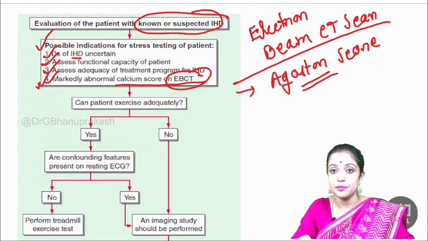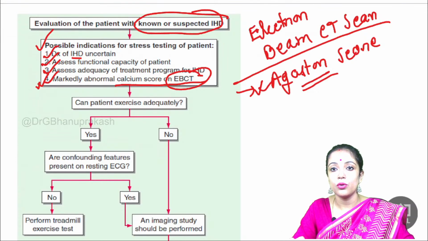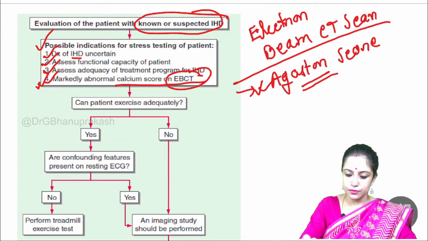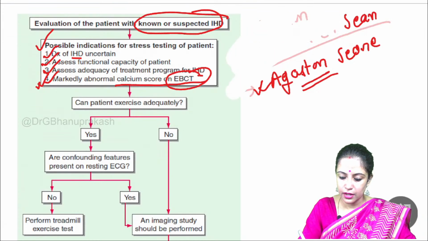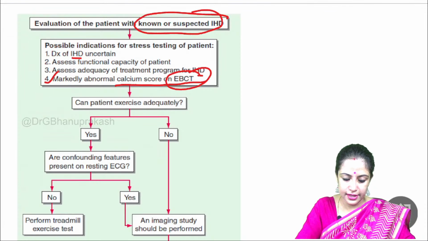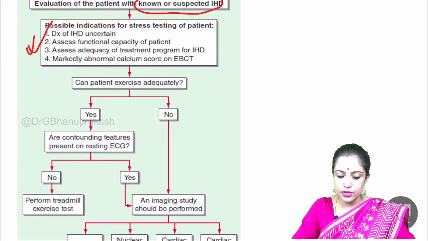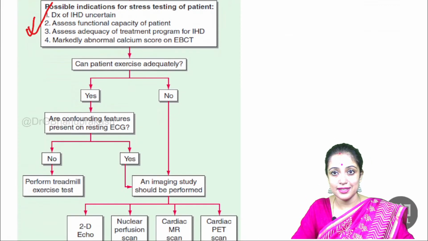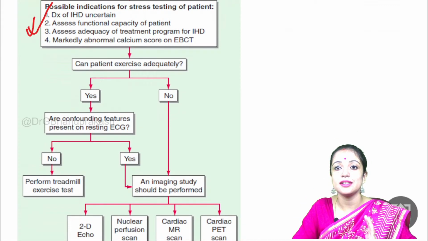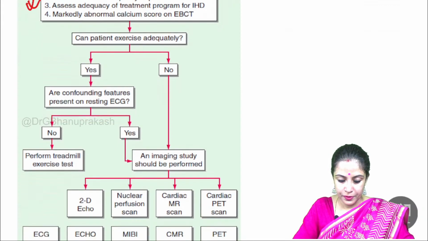This will be important for the MCQ or competitive exam purpose. So Agatston score is the score with the help of which we quantify the calcium content in the coronary arteries. So if the patient has one or the other of these criteria, then we need to see if the patient can exercise adequately or not, or if there is any contraindication for exercise for the patient or not.